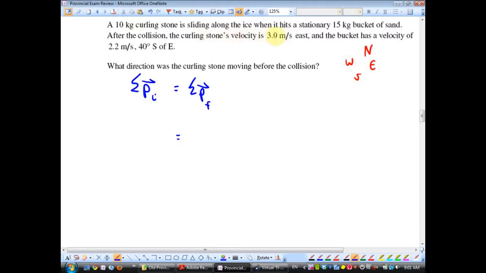Curling stone, which way? So I'm going to draw that like this. There's the curling stone. How much momentum does it have? Momentum was what times what?